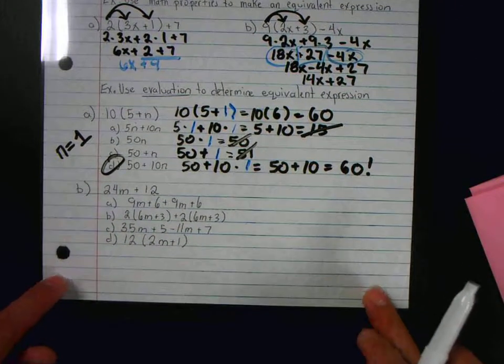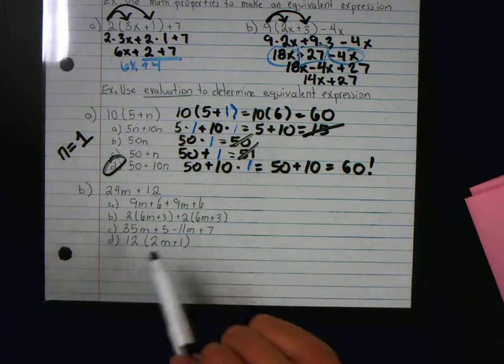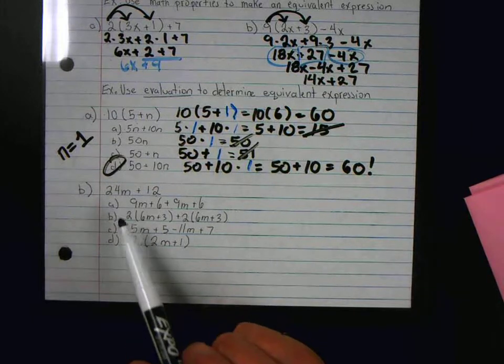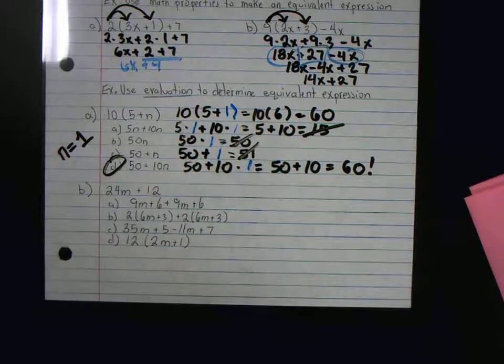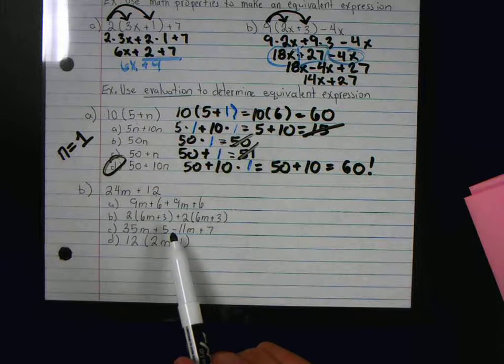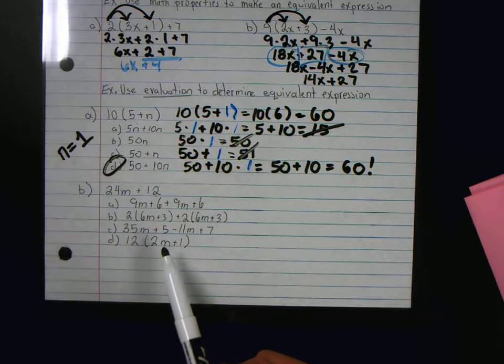We've got 24m plus 12. Oh my gosh, this is so much work. Okay, we just take it one step at a time here. We've got our options: 9m plus 6 plus 9m plus 6; 2 times (6m plus 3) plus 2 times (6m plus 3); 35m plus 5 minus (11m plus 7); 12 times (2m plus 1). Whew, that is a lot, and that is a mouthful. Okay. We just take it one step at a time.